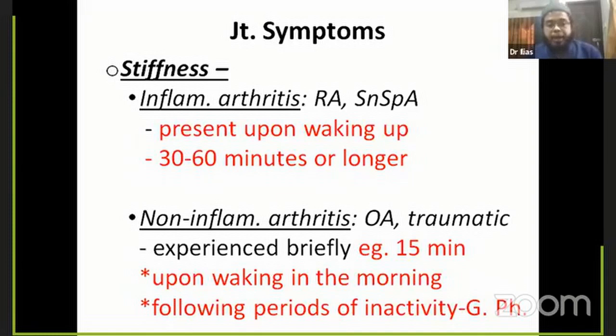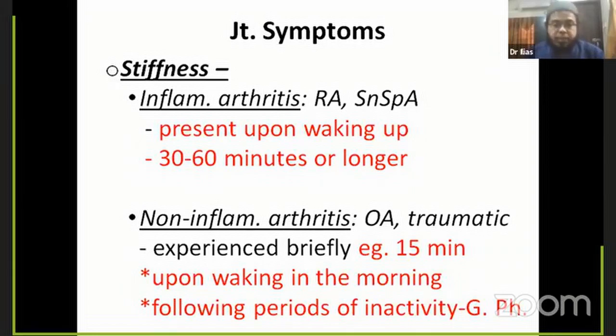Okay. And in non-inflammatory arthritis, associated with osteoarthritis or trauma, the patient might also feel some stiffness, but that stiffness won't remain for a long time. At best, it might remain for 15 minutes, but not beyond that. The patient will have this stiffness after getting up from sleep or after getting up from a sitting posture, but it won't remain for a long time.